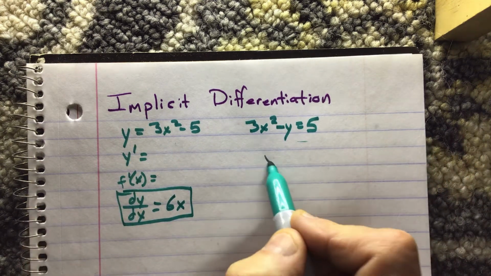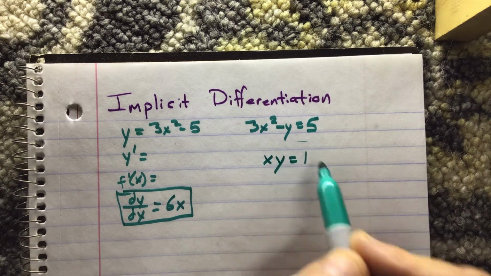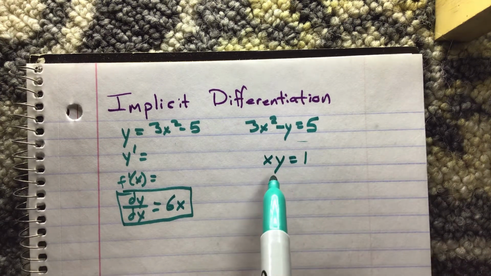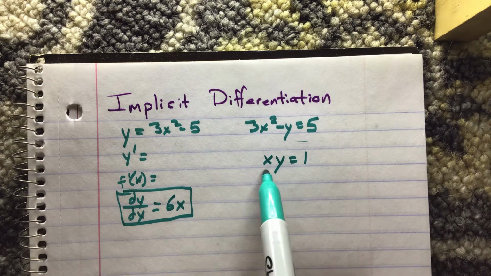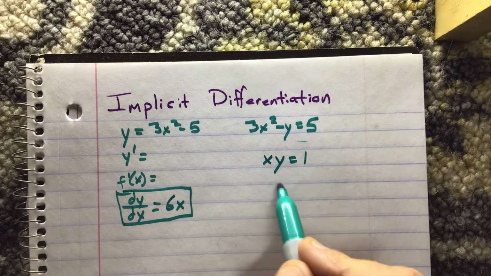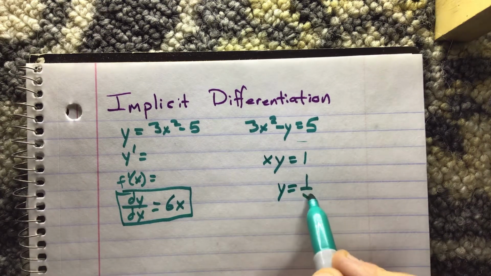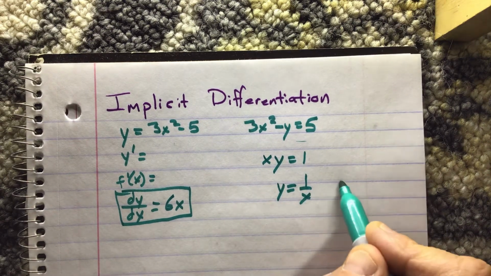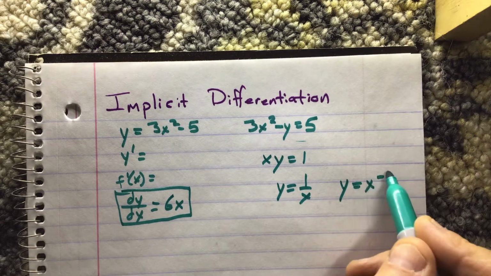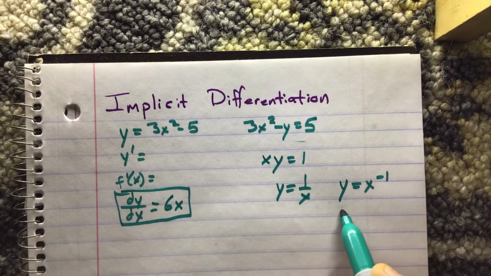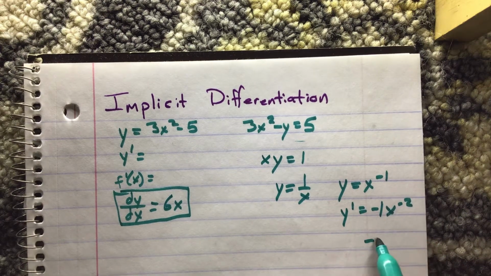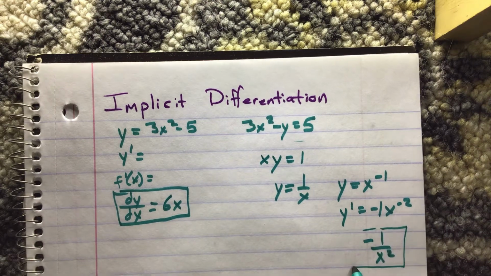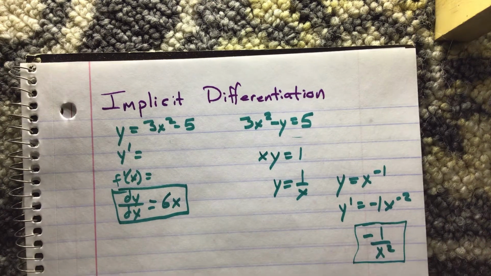Same thing for something like this. If you said xy equals 1, that's an implicit function. It's implied that that's a function. If you divide both sides by x, you would get y equals 1 over x, and then you could take the derivative of that, or you could rewrite that as y equals x to the negative 1. And then if you were asked what's y prime, you would just say negative 1 x to the negative 2, or negative 1 over x squared. And this is explicit differentiation, and that's what we've done in the past.